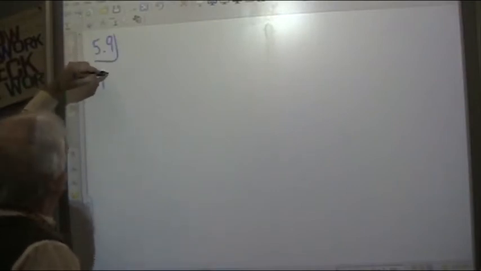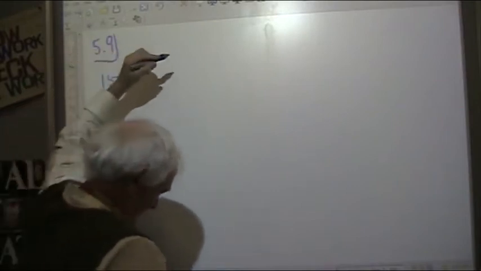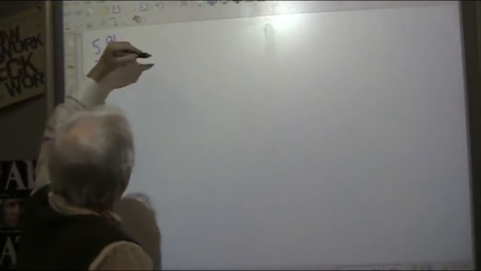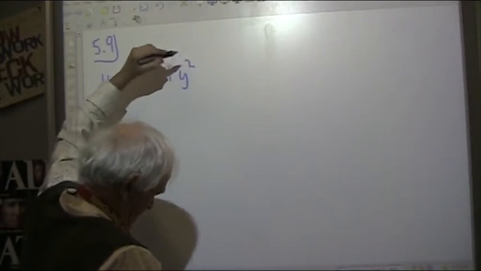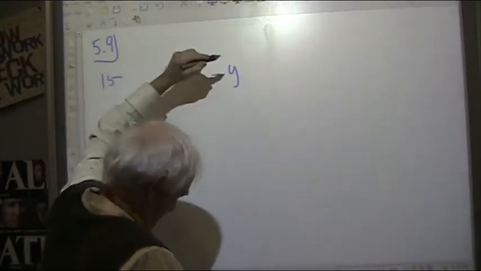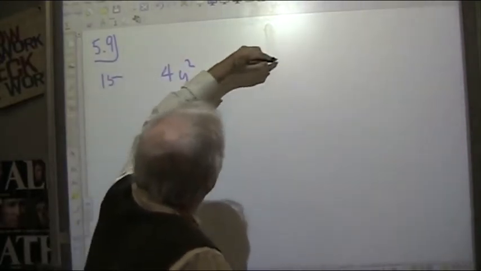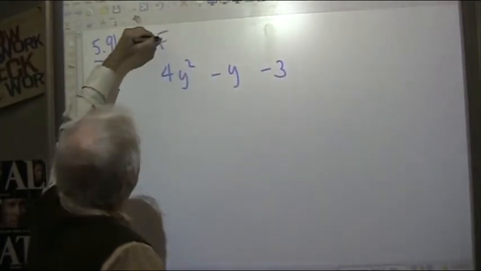All right, so now I've got 4y squared minus y minus 3, all right? And we've got to factor this baby.